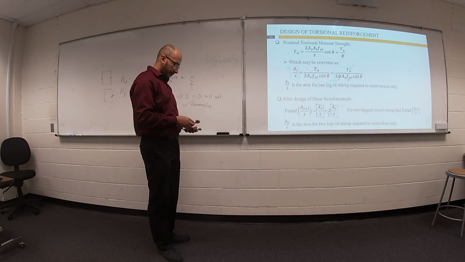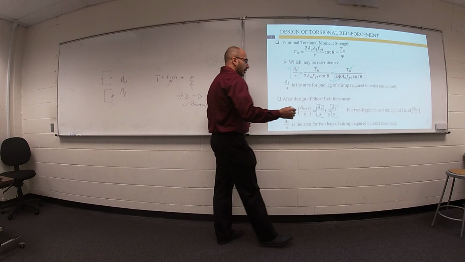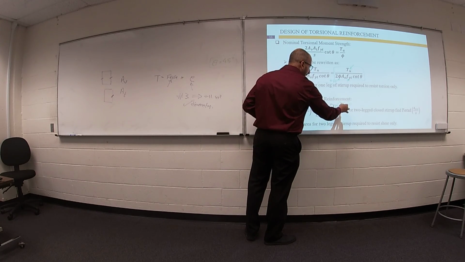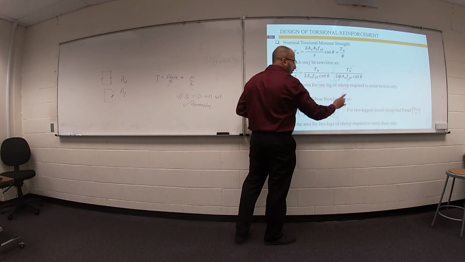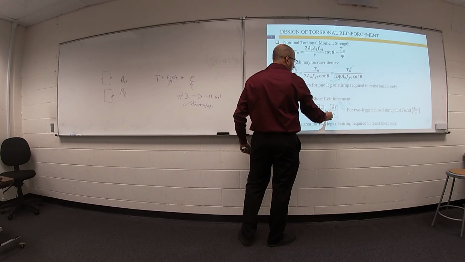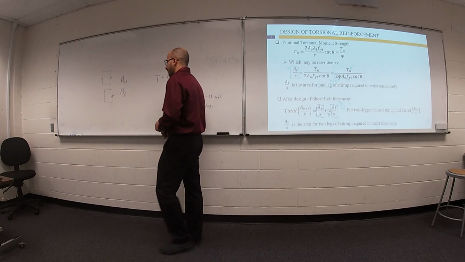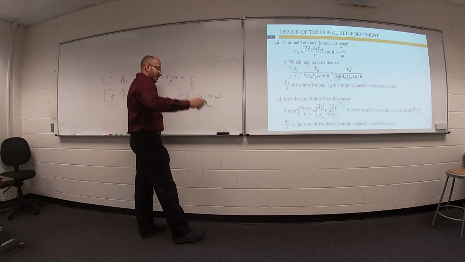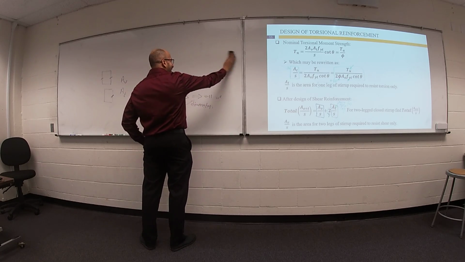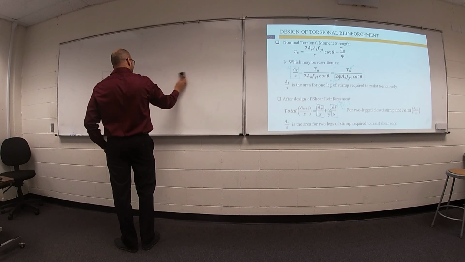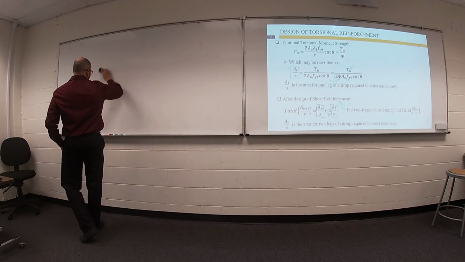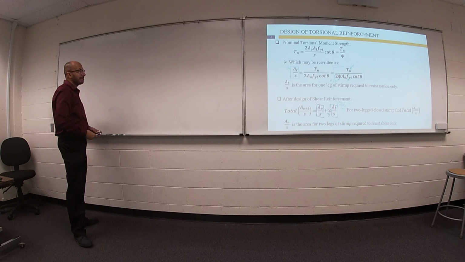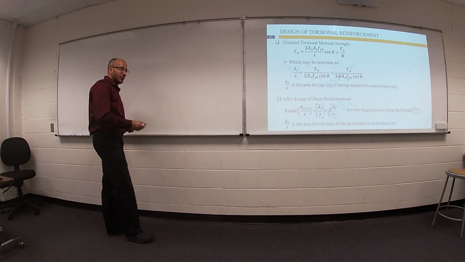Why times 2? Because this one is only for one leg. To get both legs, you have to multiply by 2. To get 4 legs, you multiply times 4. Good question. 8 legs. The standard said no.